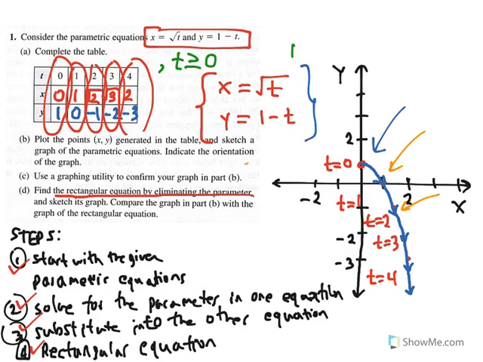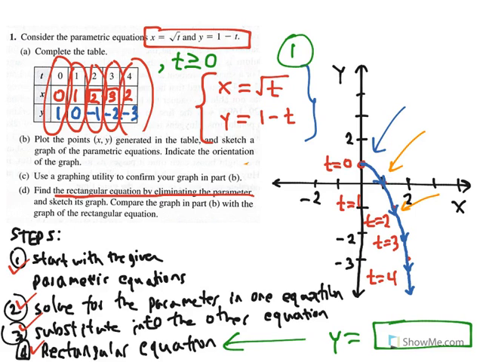So here's step one. We start with our given parametric equations. We'd like to get a rectangular equation. That's our goal. And we'd like to get y as a function of x. So our goal is to have y is equal to some function of x. So with that in mind, we go on to step 2.